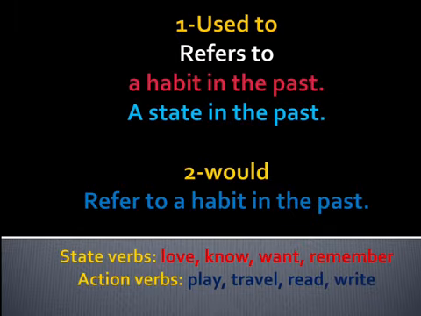Let's move to grammar. Today we are going to talk about used to and would, and the difference between used to and would. Used to refers to a habit in the past and a state in the past. It can refer to a habit and a state in the past, but would only refers to a habit, not a state. We cannot use would with a state verb.